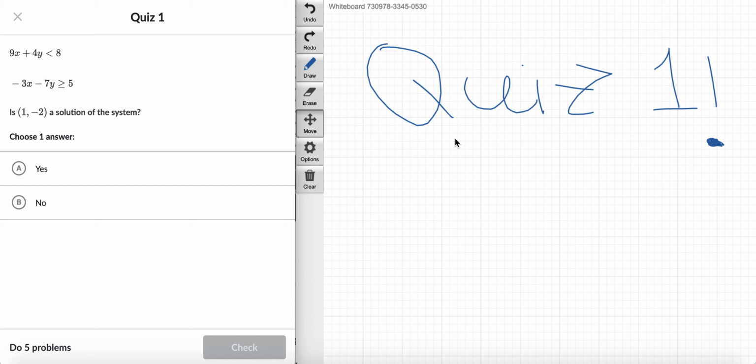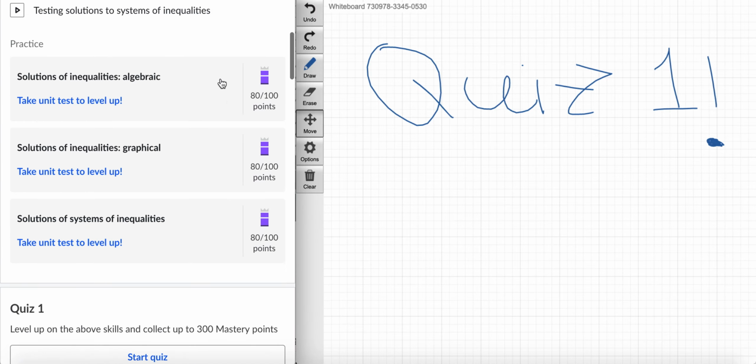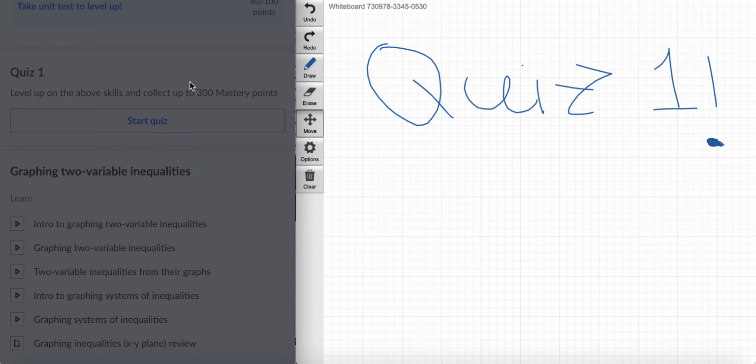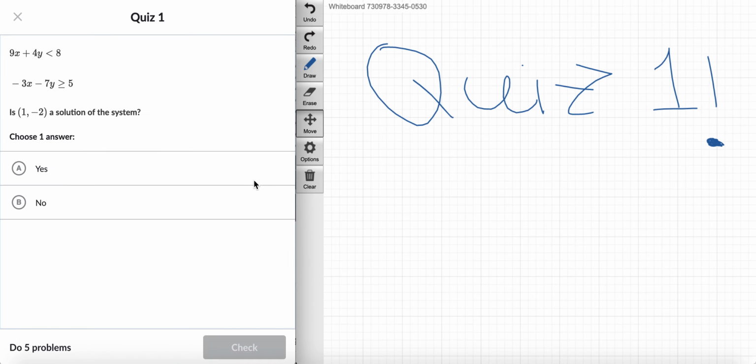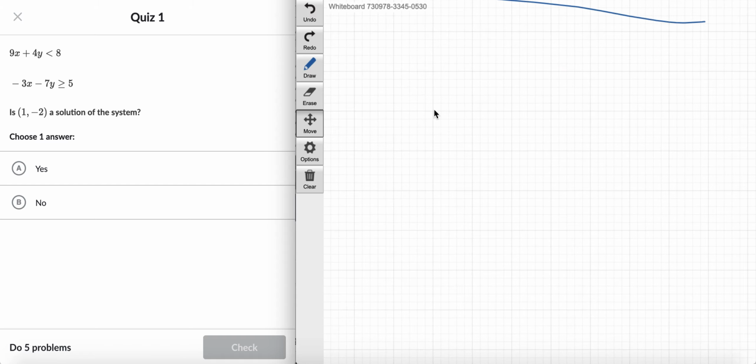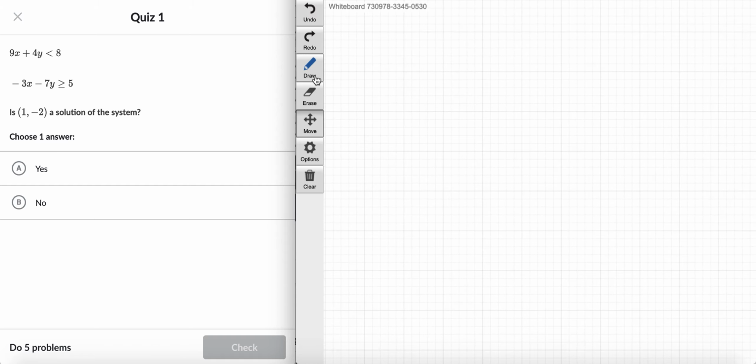Today we're going to do a quiz based on what we did last time. If you would recall, we covered solution of inequality by algebraic way, solution to inequality by graphic way, and general solution to a system of inequality, which is both ways. So now we're going to go over all of them with quiz one, which helps us refresh and get ready for the next section and next challenges.